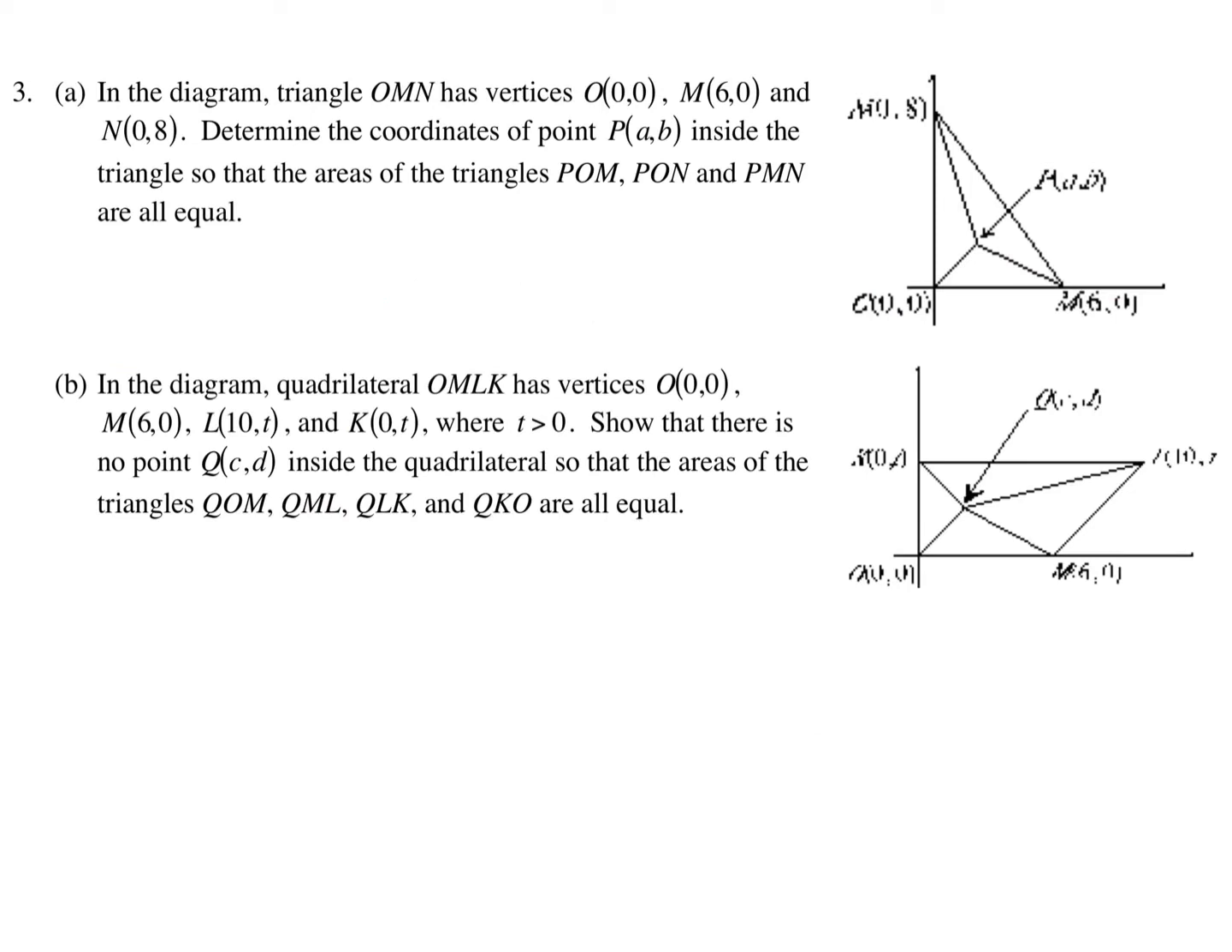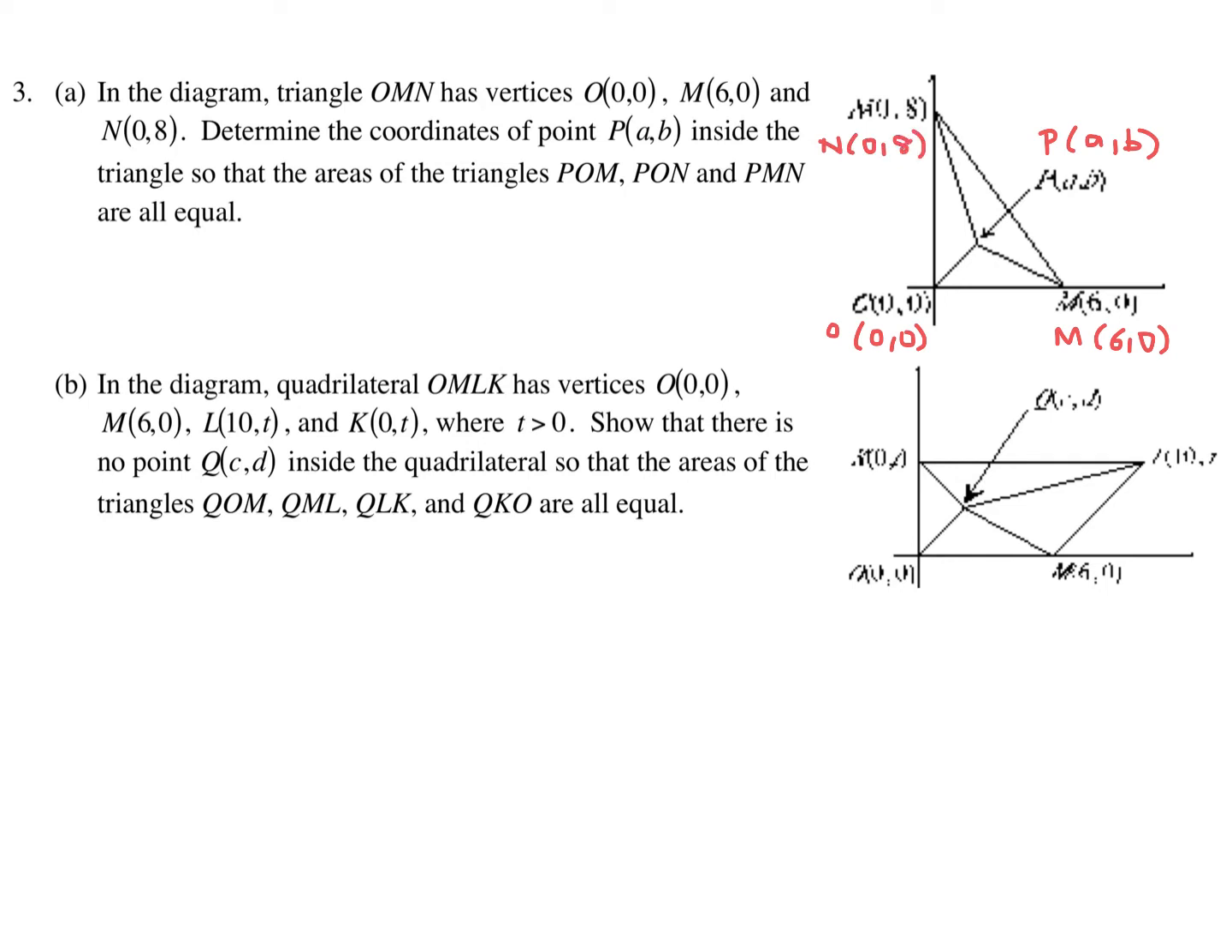In the diagram, triangle OMN has vertices (0, 0), (6, 0), (0, 8). Determine the coordinates of point P(a, b) inside the triangle so that the areas of the triangles POM, PON, and PMN are equal. Okay, so again, I don't know if you can read this, but this is the origin (0, 0), which they've called O. This point is M, which is (6, 0). This point is P, which is (a, b) coordinates. And this point over here is N, which is (0, 8).